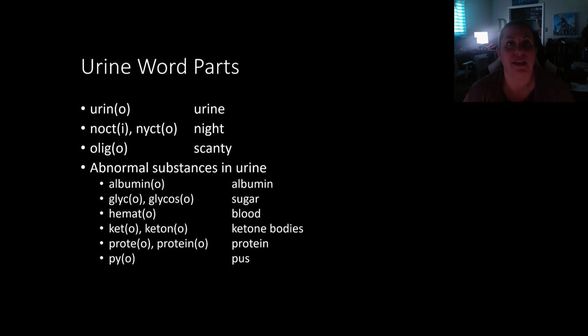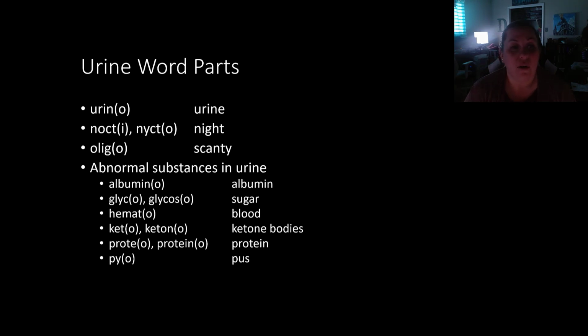You have also some things that can be abnormal in the urine that you shouldn't have, like albumin, which is a protein. There should not be protein in your urine. Glyco or glycose, which is sugar. If you have that in your urine, there could be something going on like diabetes. Hemato is blood. Blood indicates that something is wrong, like a kidney stone or an infection.